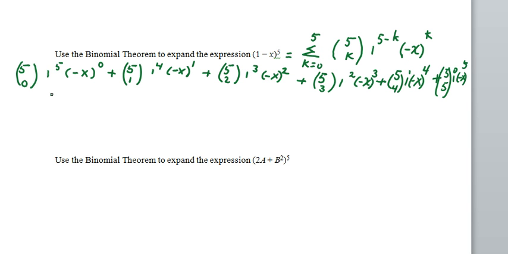And so our coefficients here: 5 over 0 is 1. 1 to the fifth is 1. The opposite of x to the 0 is 1. So the first term is 1. 5 over 1 is 5. 1 to the fourth is 1 times the opposite of x. So we're going to have minus 5x plus 5 over 2, I'll let you confirm, is 10, times 1 to the third, which is 1, the opposite of x squared, which is x squared.